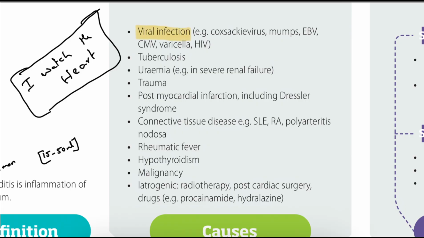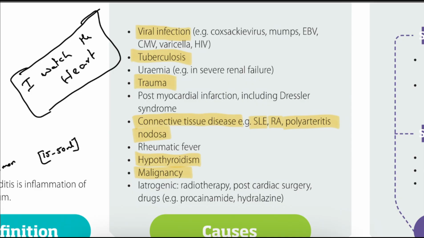Next, A means autoimmune problems like connective tissue disorders, such as systemic lupus erythematosus, rheumatoid arthritis, and polyarteritis nodosa. Next, T means tuberculosis. Next, C means cancer, because some malignancies can cause pericarditis, and H means hypothyroidism. Next, T means trauma. Next, H means recent heart attacks or Dressler syndrome, and E means end stage renal disease.